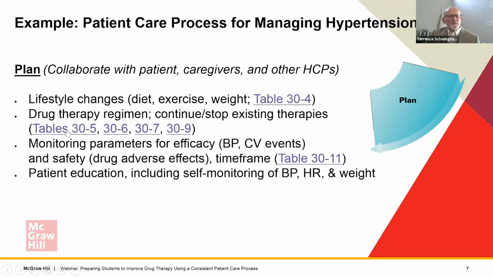This refers to tables of drugs, doses, durations, special population considerations in the textbook chapter. What monitoring parameters for efficacy, blood pressure, effect on cardiovascular events, parameters for safety, such as adverse drug effects, and time frame should be considered in creating the plan. And finally, what does the patient need to know, including how they can self-monitor their blood pressure, their heart rate, and their weight at home?